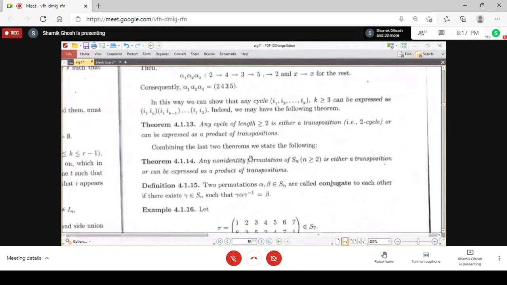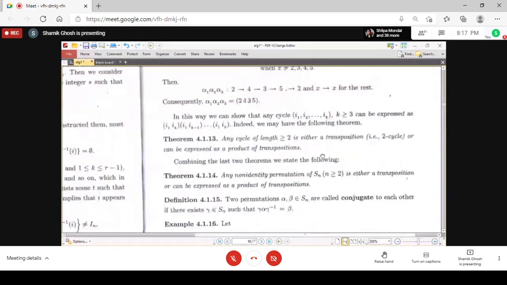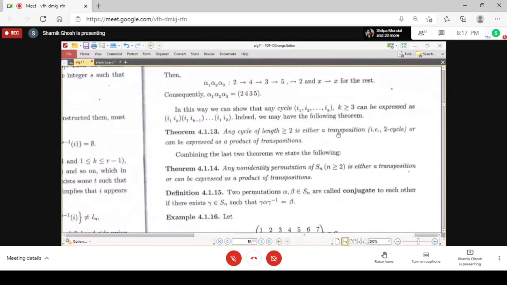And then in the product of transpositions, it is given that any cycle is either a transposition or can be expressed as the product of transpositions. So every non-identity permutation is either a transposition or can be expressed as a product of transpositions.